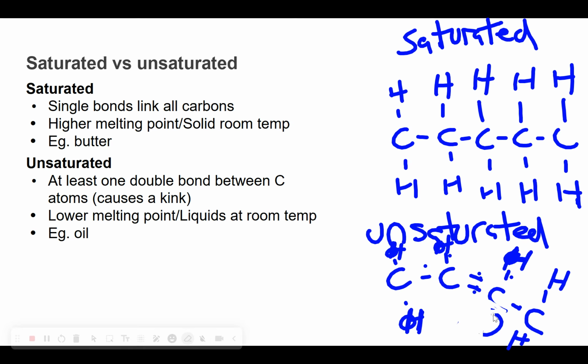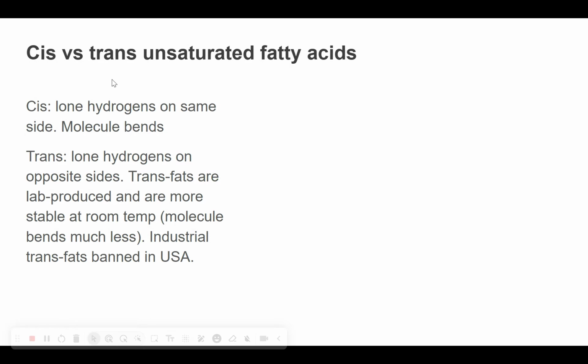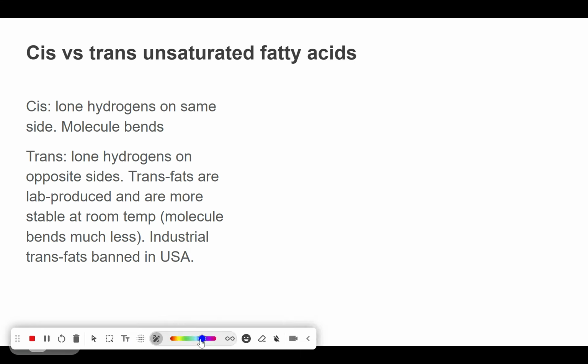So this idea that an unsaturated fatty acid tail turns because its form is not to be fully saturated with hydrogen, and that affects the way that it looks. It also affects its function and things like its melting point. Unsaturated fatty acid tails have a lower melting point and are more likely to be liquids at room temperature. And you can also talk about cis versus trans unsaturated fatty acids. Cis is when the lone hydrogens are on the same side. That's like the one we just drew, and that's when the molecule bends.